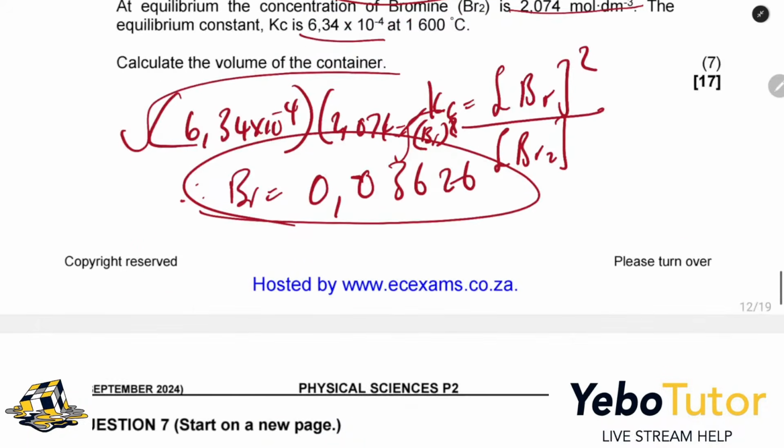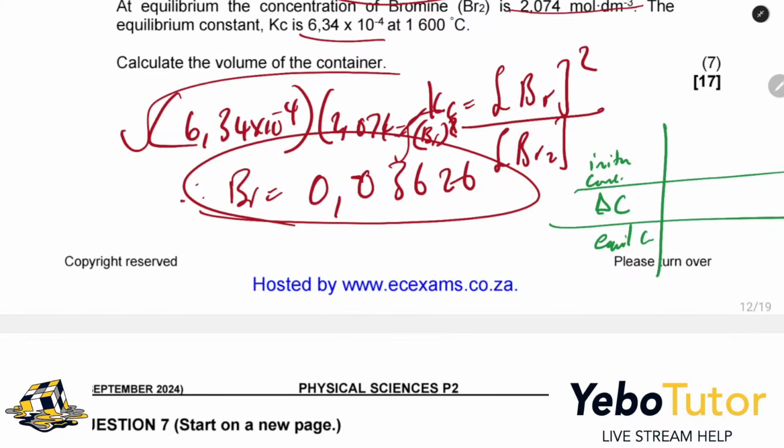So that will be the Br value which we have. If we still remember how to do Kc, when you're solving questions which have to do with Kc, we can have our initial concentration, then of course your change in concentration, then your equilibrium concentration. So you can have that in terms of those things. Then of course we still know that we have our Br2 and 2Br.